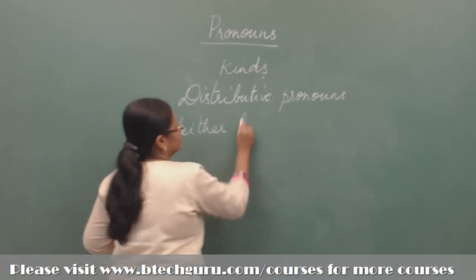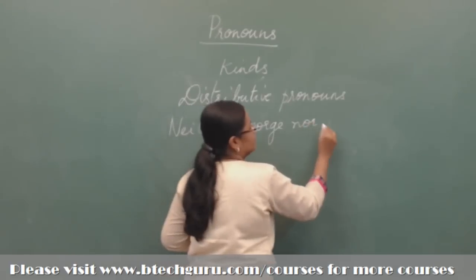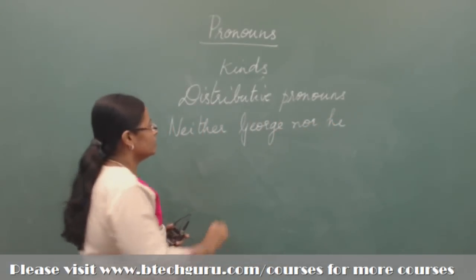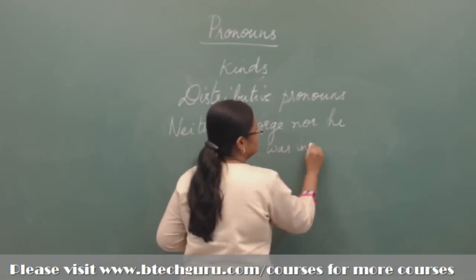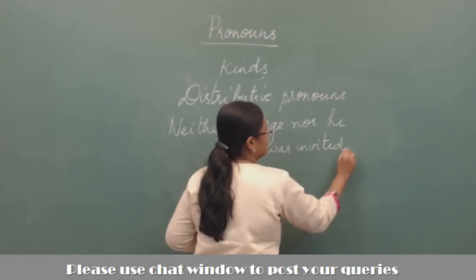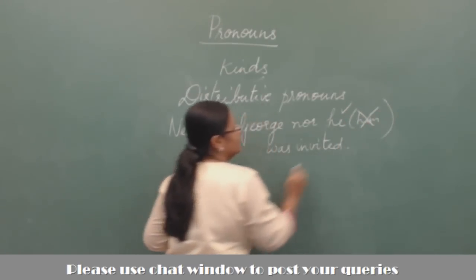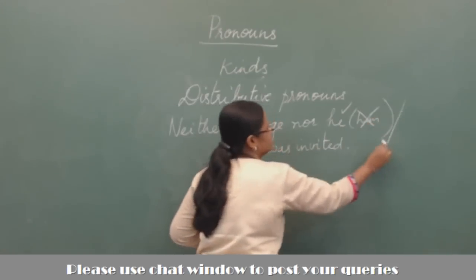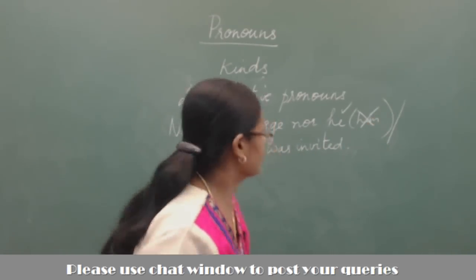Neither George nor, it is he and not him. Neither George nor he was invited. He is right and not him. Right? Why? Because this occurs in the subject part of the sentence. Till here it's the subject and then comes the predicate. Same way with either or.